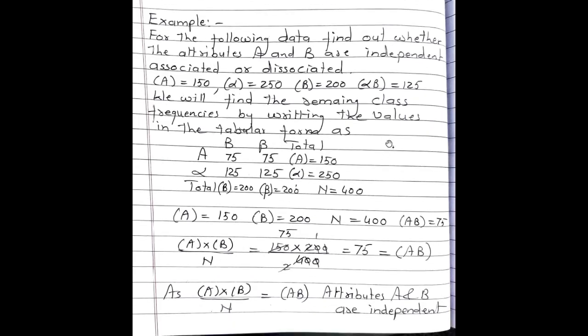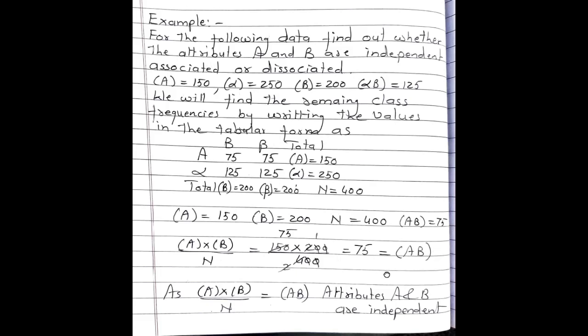So to check the condition, we need the four values. Frequency of A is 150. Frequency of B is 200. Value of N is 400 and frequency of AB is equal to 75. So find out the value of frequency of A into frequency of B upon capital N. 150 into 200 upon 400. If you solve it further, zeros cancel out. The value becomes 75. And the given value of AB is also 75.